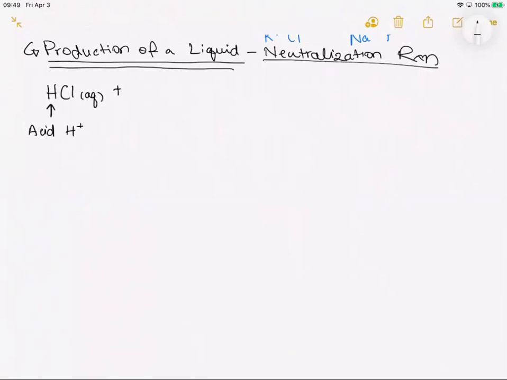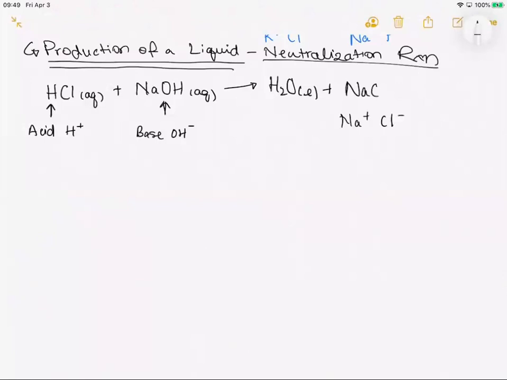Plus NaOH, aqueous. What makes this a base? The hydroxide ions. So whenever you have an acid and a base reacting, you're going to have the production of liquid water, which is what we want to see, and then the cation and the anion are going to react with each other. So in this case, we have sodium and chloride. It's going to be a 1-to-1 reaction, so you're going to have sodium chloride aqueous formed.